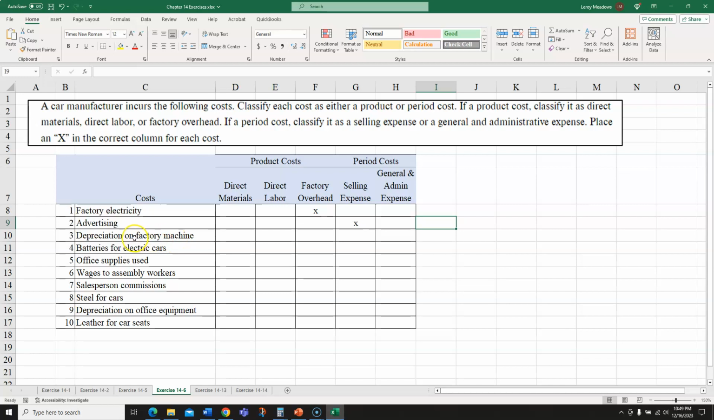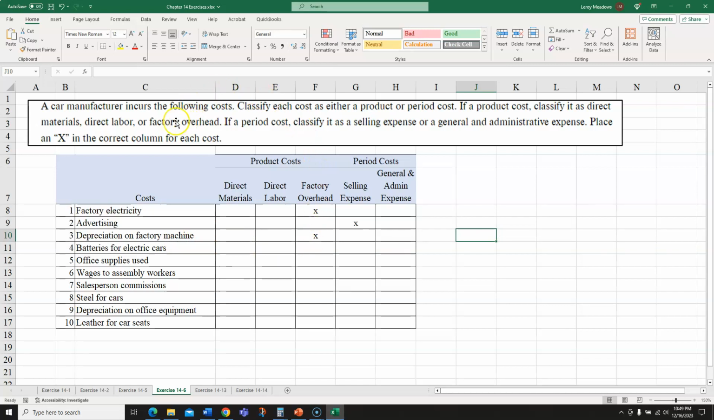Depreciation on factory machine. And here's a clue, just like the first one: if it says something for factory, then it's probably going to be a product cost more than likely. So depreciation on factory machine. It's not direct materials, it's not direct labor, because remember we said that indirect depreciation was factory overhead. It's an indirect cost. So depreciation on factory equipment will be factory overhead.